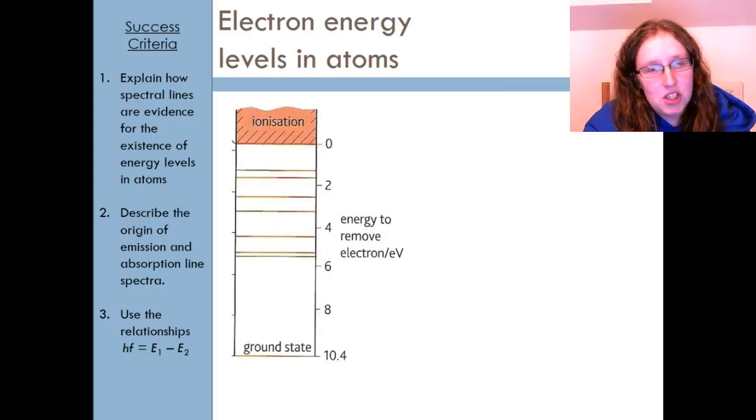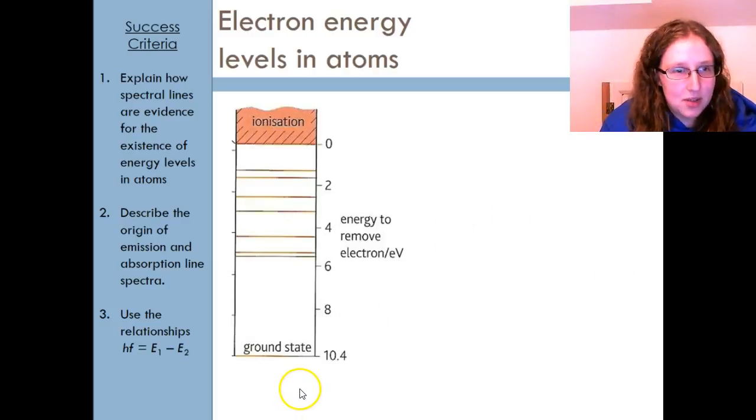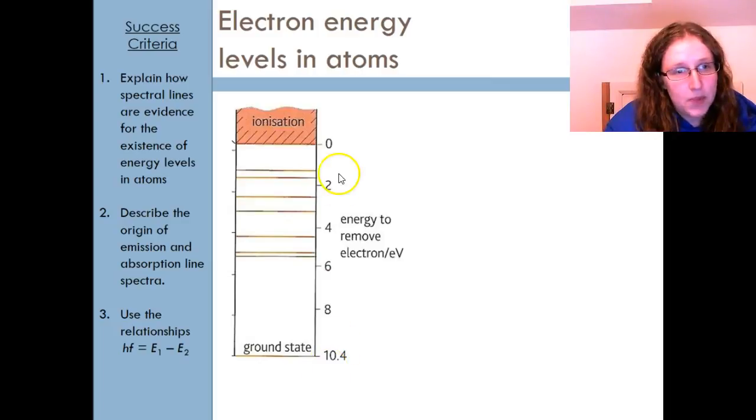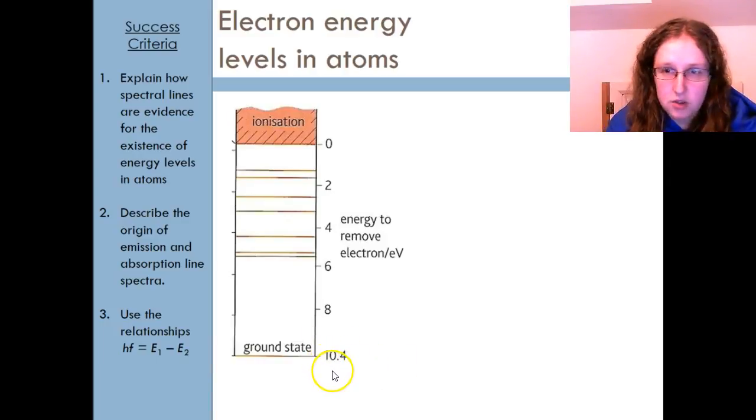So talking about energy levels inside of atoms, this is how we often represent them. Now, we can do these numbers a couple of different ways, and most often you'll find that these numbers are actually negative. So this would be 0, minus 2, minus 4, minus 6, minus 8, minus 10.4. The ionization energy is what we call 0, and the lowest energy down at the bottom here would be the ground state. So that's often minus a relatively large number.